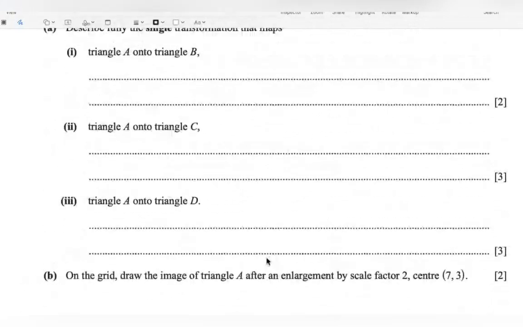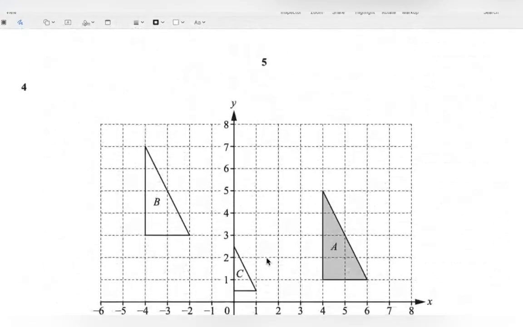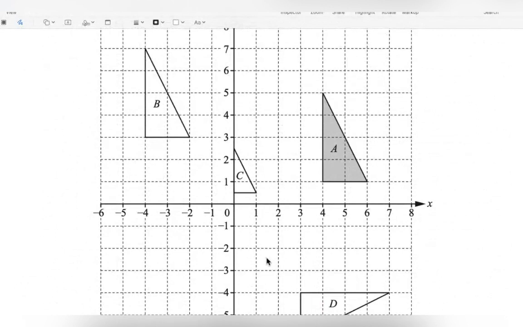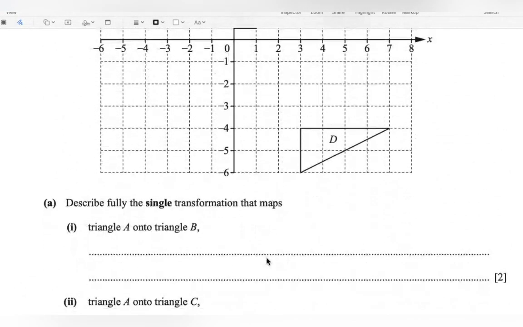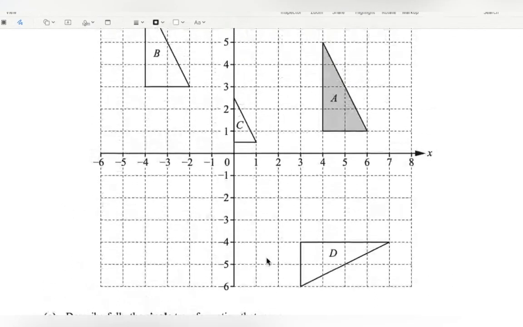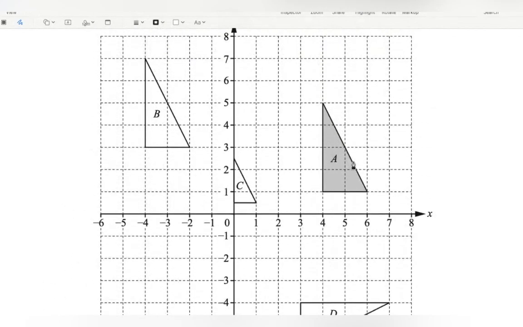Okay, this one we'll try and see if we are able to use our ways to do this one quickly. Let's see. Describe fully the single transformation that maps triangle A onto triangle B. Okay, this is A. The single transformation that maps A to B.